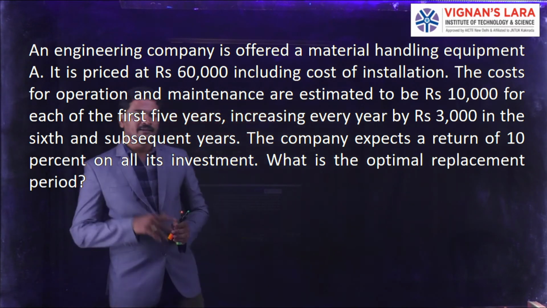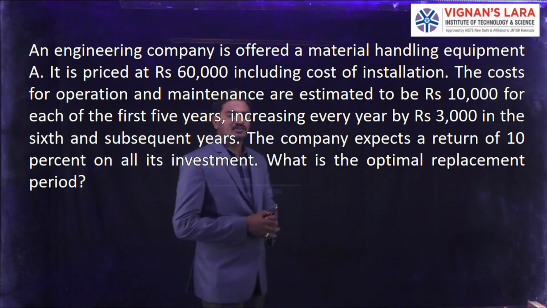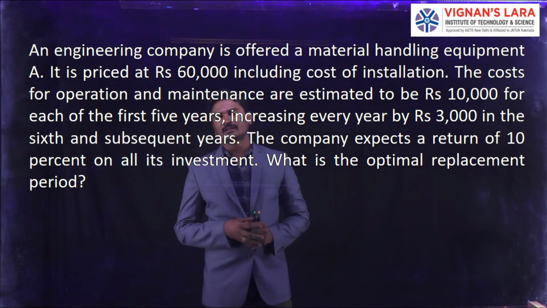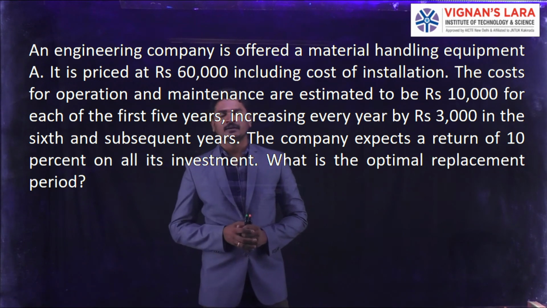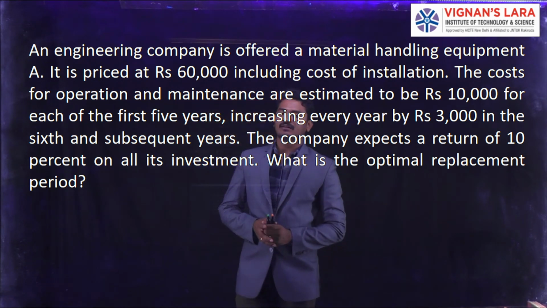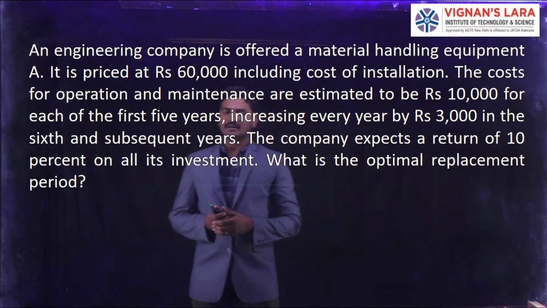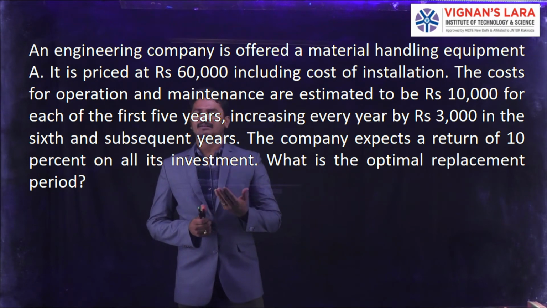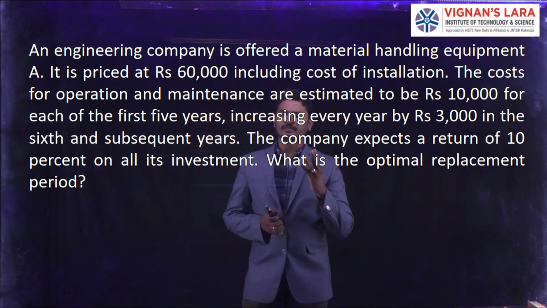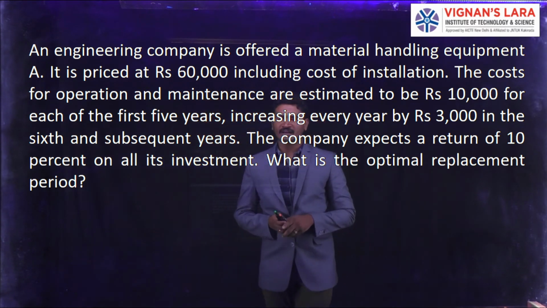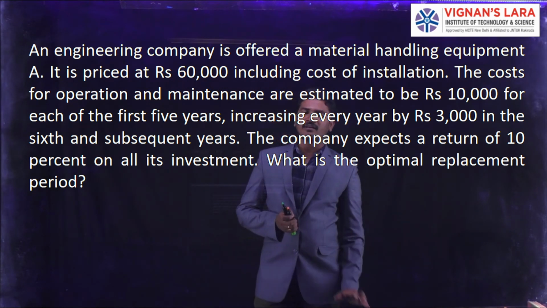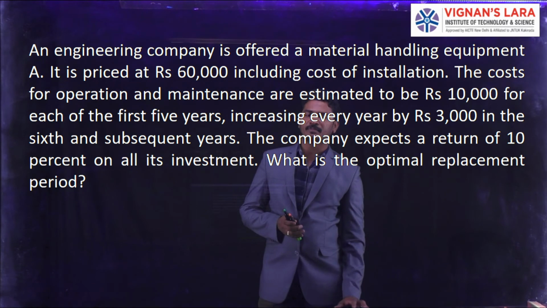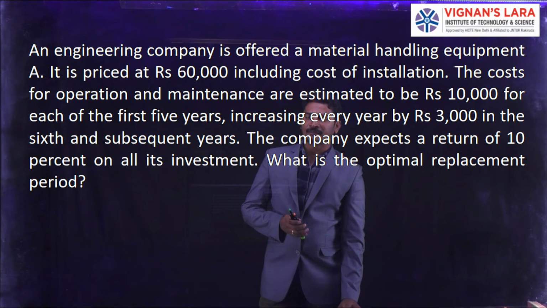Here they gave the capital cost of the material handling equipment, which is 60,000, and the operation and maintenance cost is estimated at 10,000 for the first 5 years. Thereafter it increases by 3,000 in the 6th and subsequent years. The company expects a return of 10% on all investment. Then we are asked to find the optimal replacement period. Now we are going to find it by taking the table.